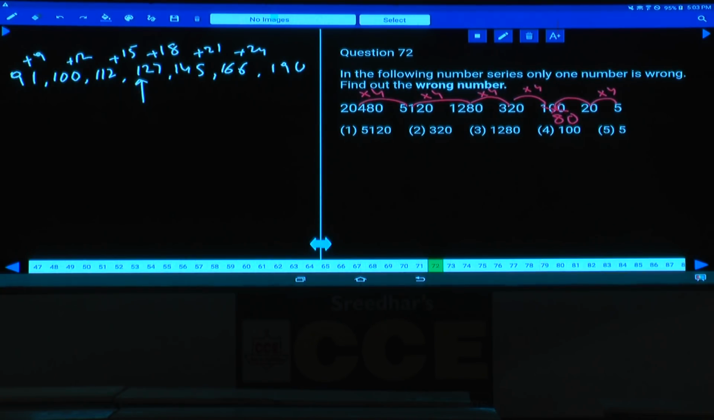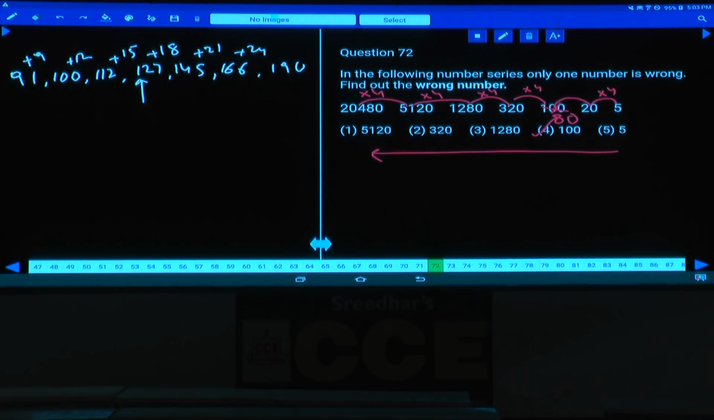What is the wrong number here? 100 is the wrong number and the correct number is 80. Each of these numbers is multiplied with 4 in the reverse order, or in the usual order if you take it as division by 4. When compared with division, multiplication is easier. Hence we are moving in the reverse order.